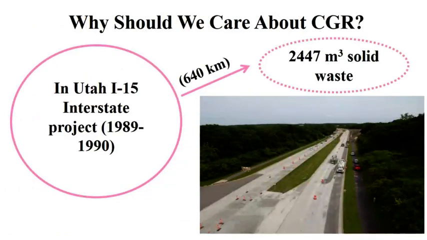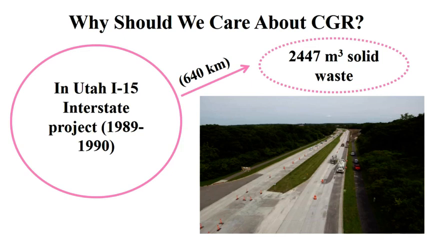Why should we care about CGR? Here is some background information. In Utah, they had a project in the 1980s and 1990s, and they did diamond grinding for 614 kilometers, and during this process, there were 2,447 cubic meters of solid waste. So we can imagine that this is just one state and one interstate highway.